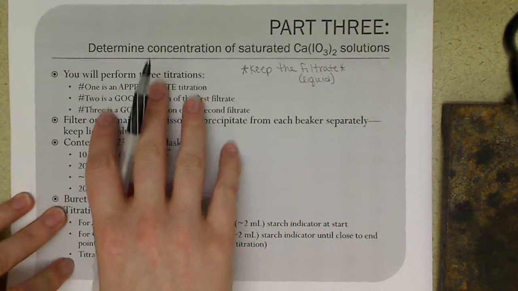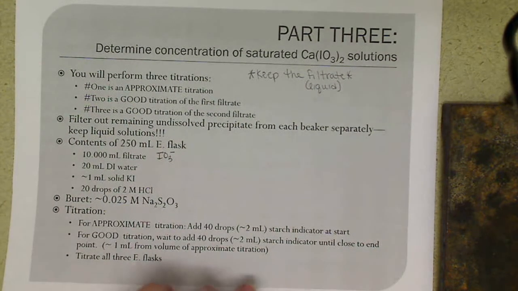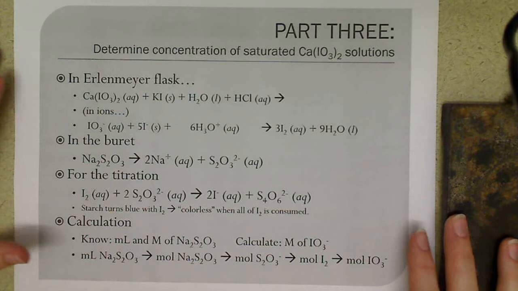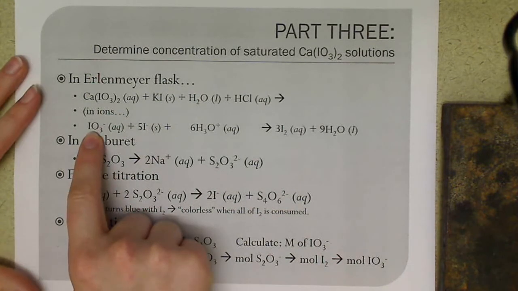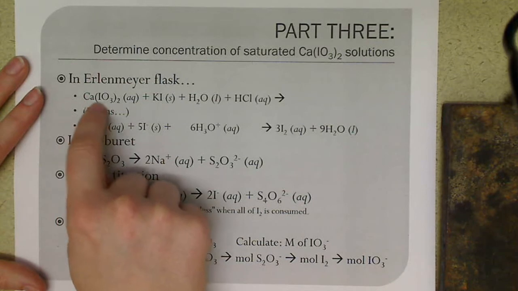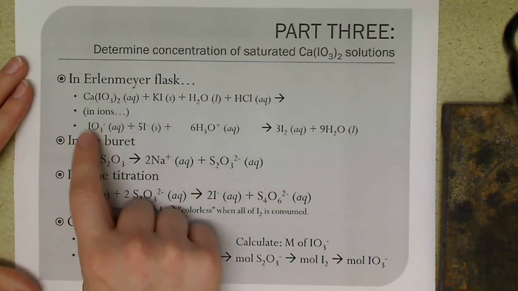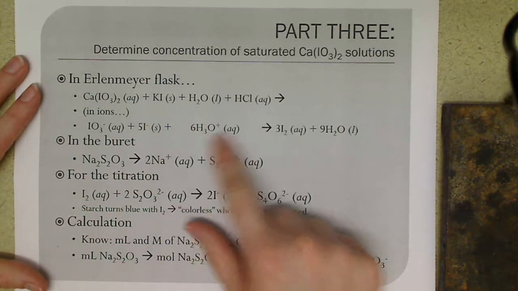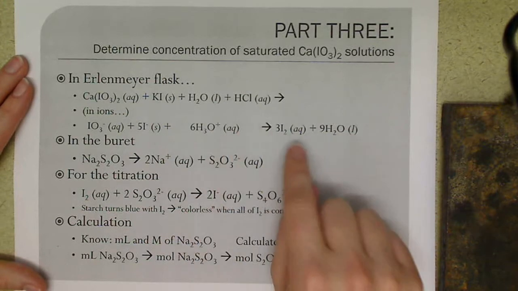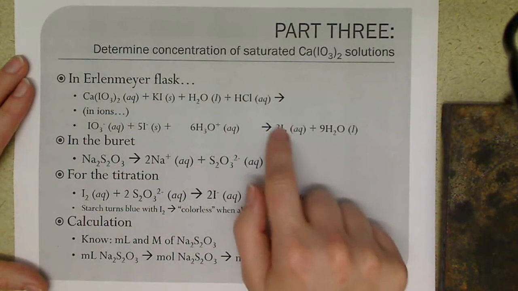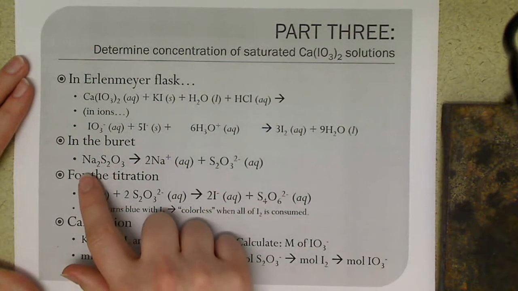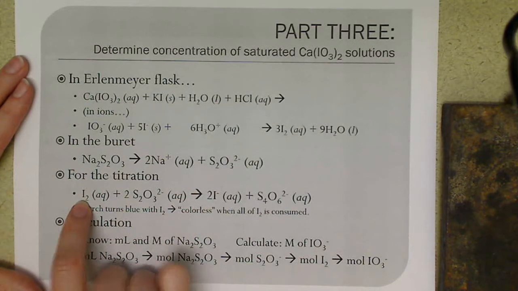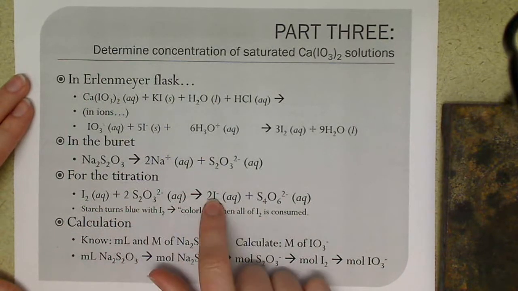All right, so that's what you're doing for part 3. Now let's talk about the chemistry. It's essentially the same exact chemistry as from part 2. And we still have the iodate ion. It's just coming from a different source. It's coming from your saturated solution. Okay, so we have iodate ion, iodide ion. We just have acidity there for balancing, making sure the reaction goes. And we're forming the iodine. And this is in the Erlenmeyer flask. Burette still has the same solution. We're after this thiosulfate ion, and it's the iodine and the thiosulfate that's interacting to form iodide ion.